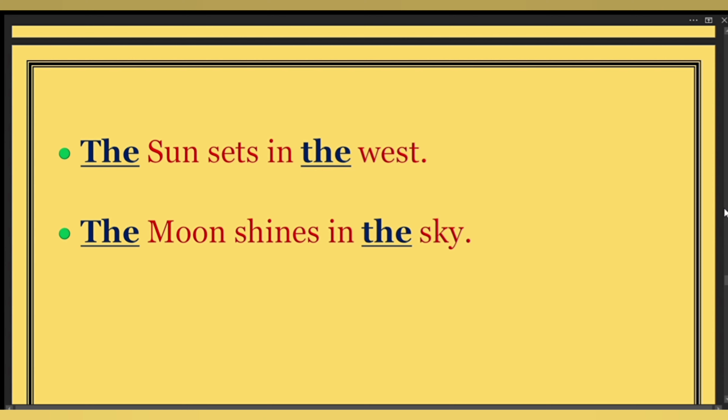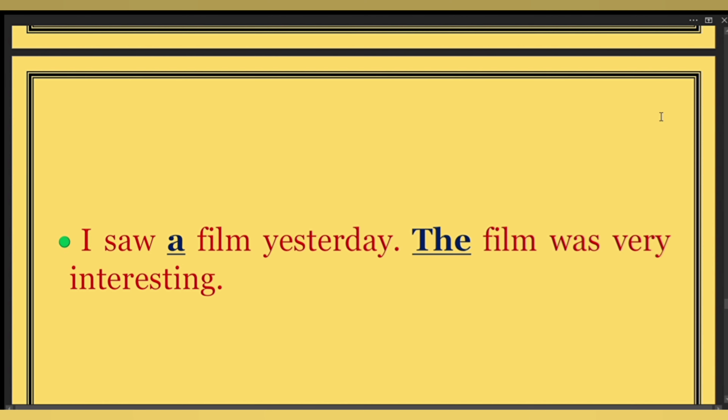The dress Neha bought is very colorful. In this sentence, we are not talking about any dress, but the particular dress that Neha bought. Then, I saw a film yesterday. The film was very interesting. We used the definite article in the second sentence because we are talking about the film which has already been mentioned in the first sentence.